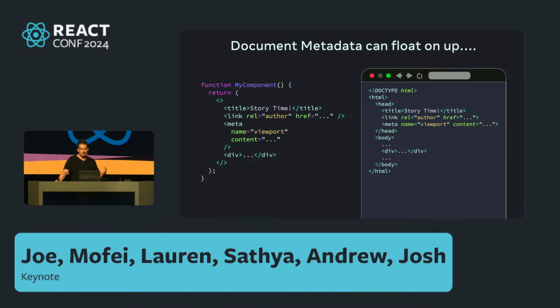Solving document metadata isn't that complicated. Title tags, links, meta, they're typically only in the head anyways, and so we can just ensure their position there when server rendering, and we just need to make sure that hydration can find them, even if they're not inside the component where it would normally look.